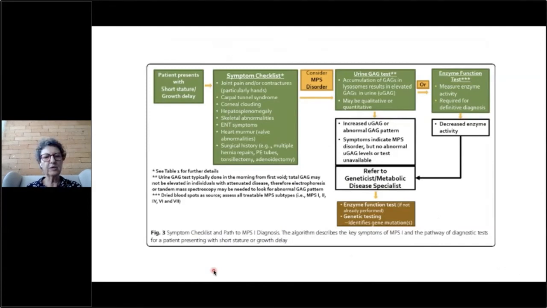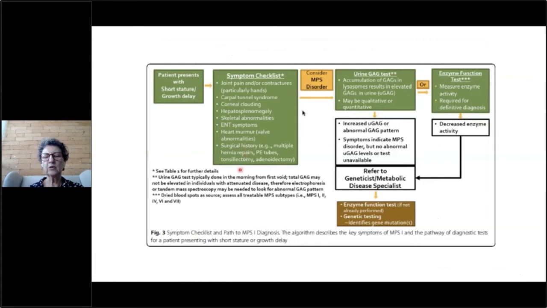This algorithm is interesting because it's practical for daily activities. Patients present with short stature or growth delay. Then you go to a symptom checklist: joint pain and/or contractures, particularly in the hands, carpal tunnel syndrome, corneal clouding, hepatosplenomegaly, skeletal abnormalities, ENT symptoms, heart murmur, valve abnormalities, and surgical history. Multiple hernia repairs, PE tubes, tonsillectomy, and adenoidectomy.